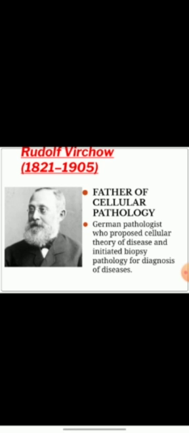Then came the father of cellular pathology, Rudolf Virchow. He was a German pathologist. In 1821, the branch of pathology was established, and Rudolf Virchow was the pathologist. He proposed the cellular theory of disease and initiated biopsy pathology for the diagnosis of disease. So surgical pathology was established in 1821 by Rudolf Virchow. So he is known as the father of cellular pathology.